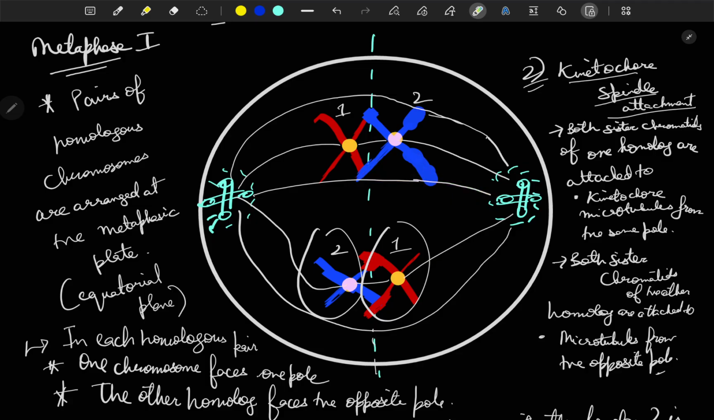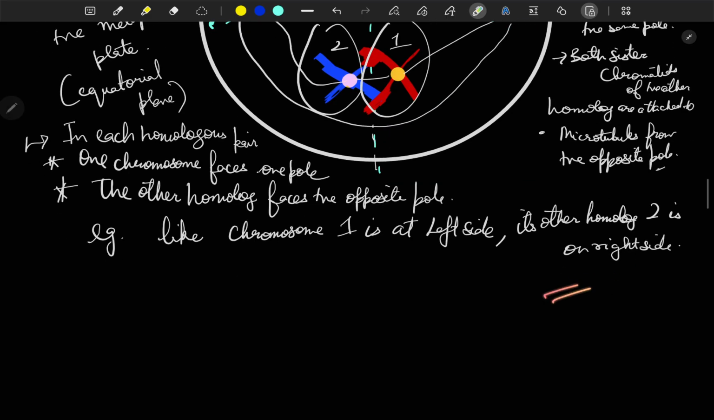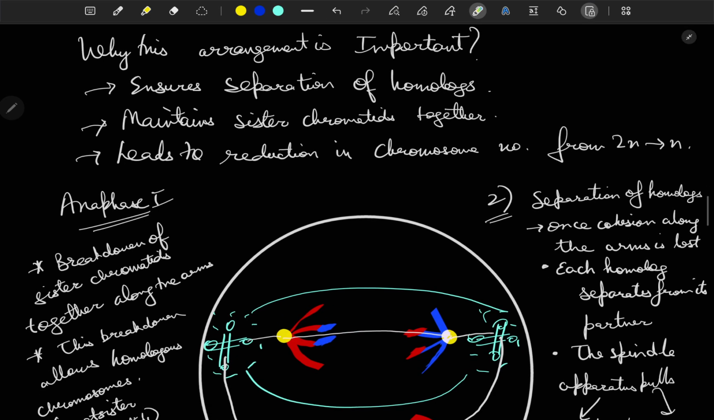Okay, in mitosis, sister chromatids attach to opposite poles. For example, the first one will connect from this side, and the second one connects from this side, which is opposite. But here it is done from the same pole. Now why is this arrangement important? Because it ensures the separation of the homologous chromosomes in the next stage. It keeps the sister chromatids together and leads to the reduction in chromosome number from 2n. I've also written this down for you, and I'll provide you the notes also.